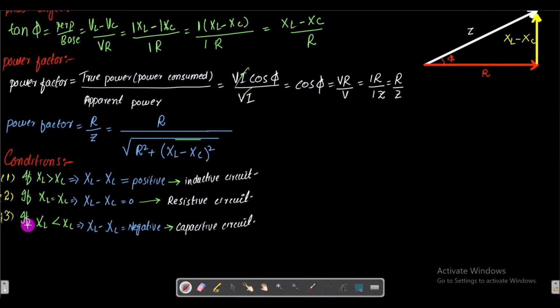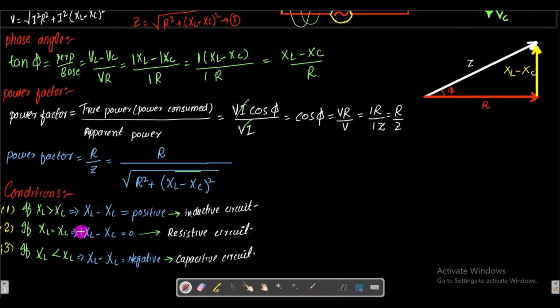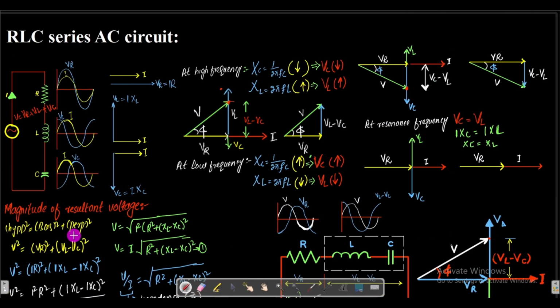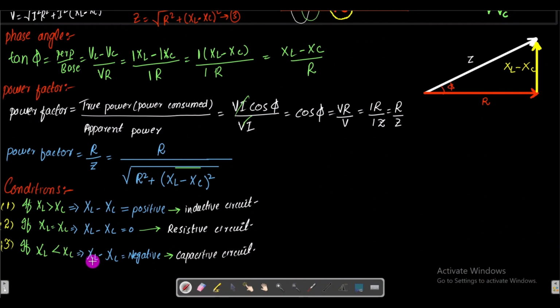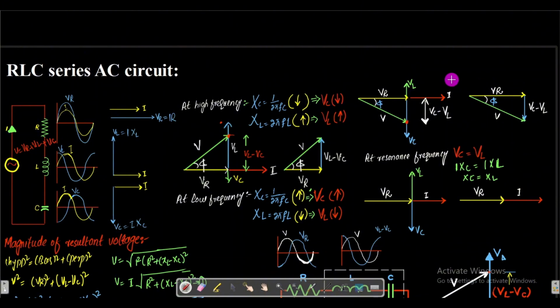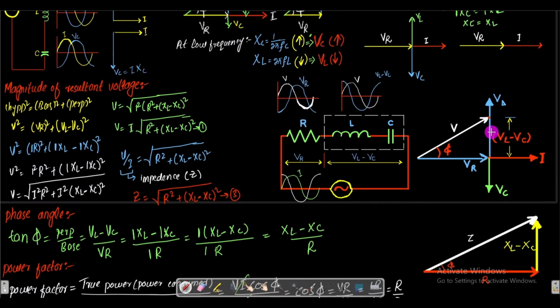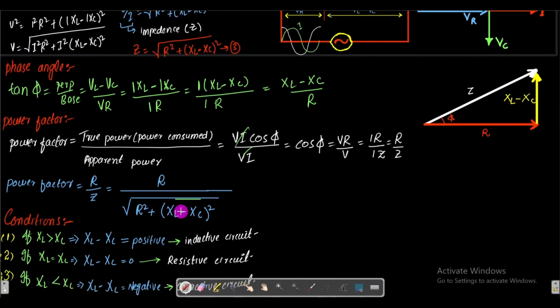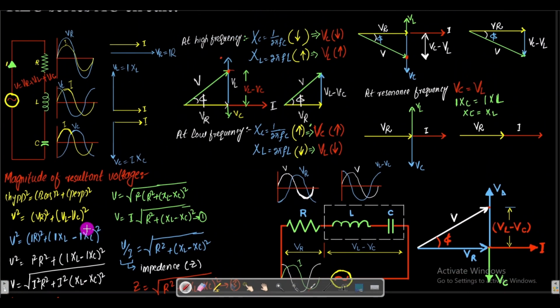And in the last condition, if XL is less than XC, then in this case XL minus XC will be negative, and this circuit will behave as a capacitive circuit. So these were the conditions about the RLC circuit.